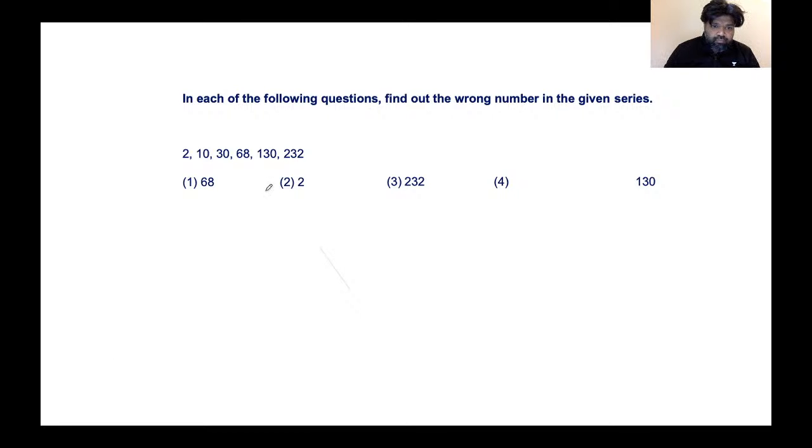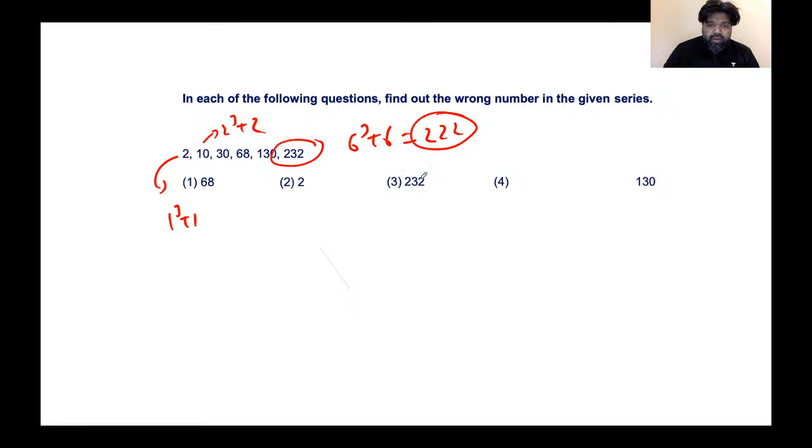1 cube plus 1, 2 cube plus 2 is 10, 3 cube plus 3, 4 cube plus 4, 5 cube plus 5. This is wrong because 6 cube plus 6 will be 222. Answer क्या है? 232. This is wrong. That's the wrong one in the series.